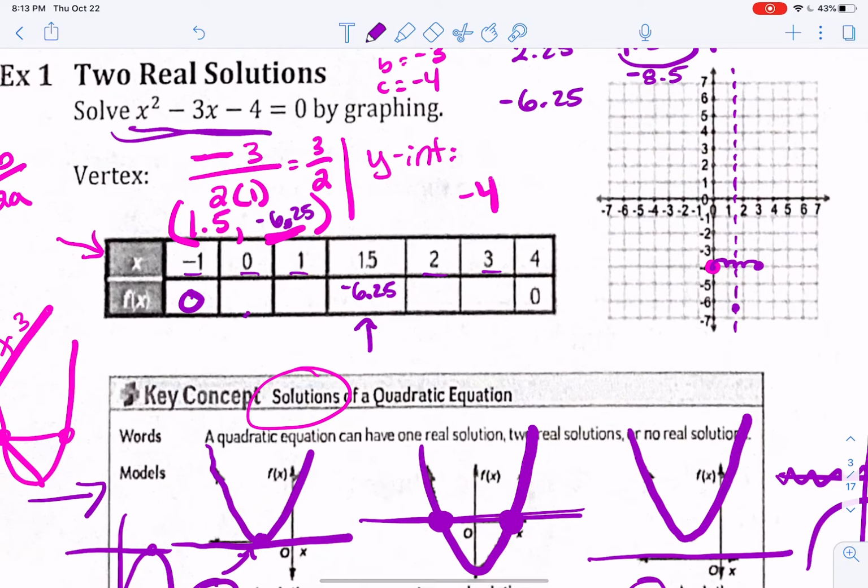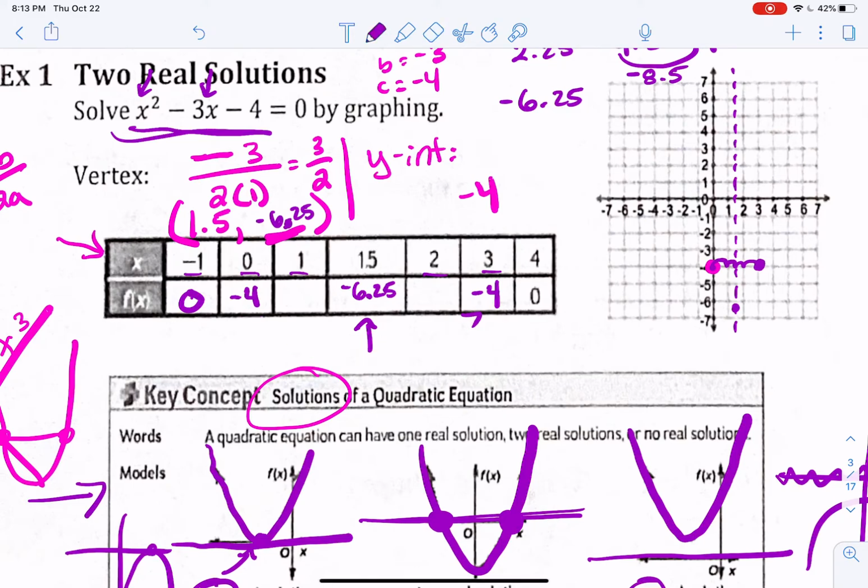Okay, now this one's probably going to match this one. So let's just plug 0 in. We said when we plug 0 into the x, out popped negative 4, right? We've already plotted that point. So this point 3 is going to be negative 4 also. And really, we have that point plotted as well already.